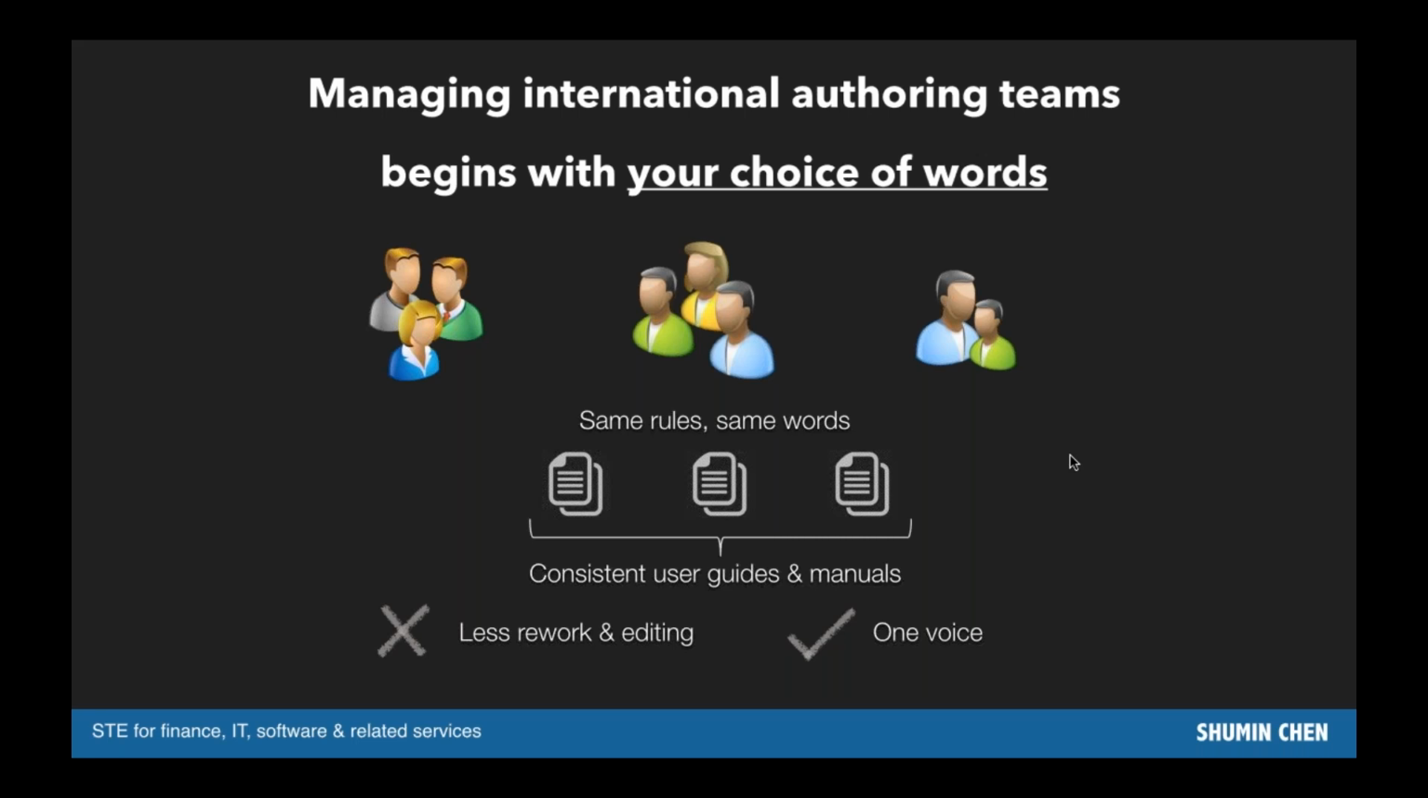And I recall that once I had a chat with a colleague from Australia, that simply the motivating reason for him to acquire simplified English training for his whole team was in the hopes that all of his manuals will read as if they came from the same company. So reading with one voice can also be a crucial factor for your branding in this instance.